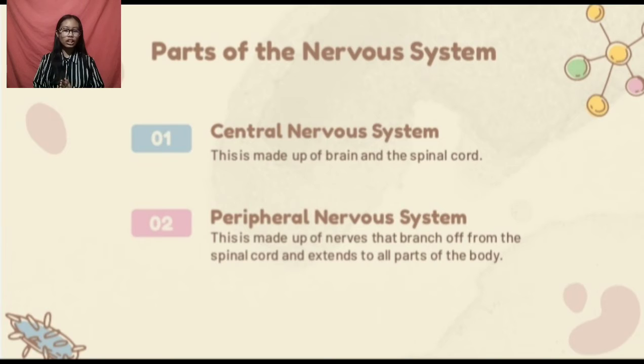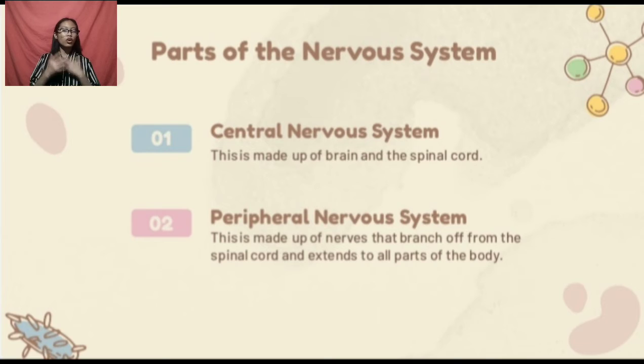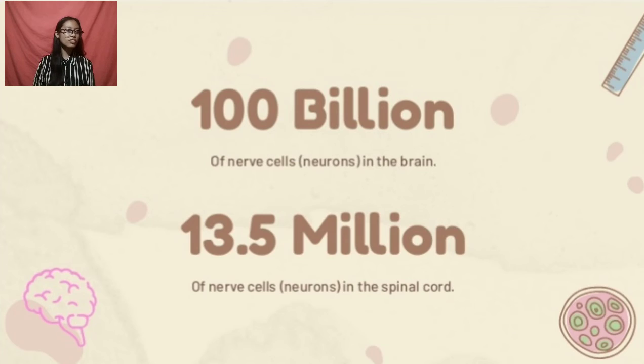Brain is the center of our thoughts, it's the interpreter of our external environment, and the region of control over our body movement. So the second is the peripheral nervous system. It consists of nerves and ganglia outside of the brain and the spinal cord. So the main function of the PNS is to connect the central nervous system to the limbs and organs. Okay, so I have statistics on the slide. We have 100 billion nerve cells or neurons in our brain, and we also have 13.5 million nerve cells or neurons in the spinal cord.